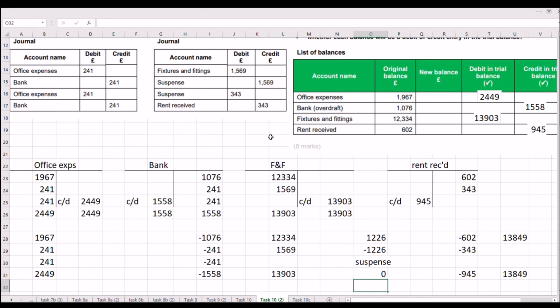And then I do the last one, which is the rent received in here. So I start off with rent received. It's more money available to shareholders to go out, so it's a credit item, a credit figure for there. I post the credit of the rent received there.